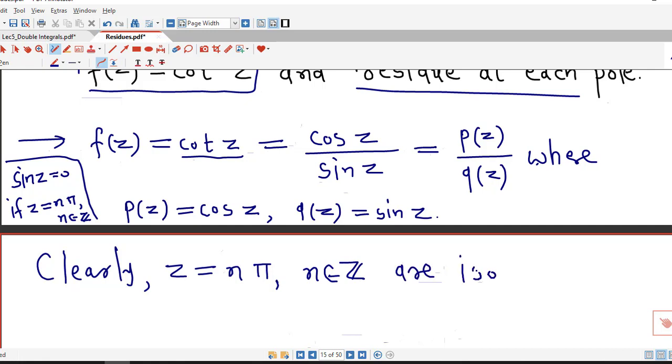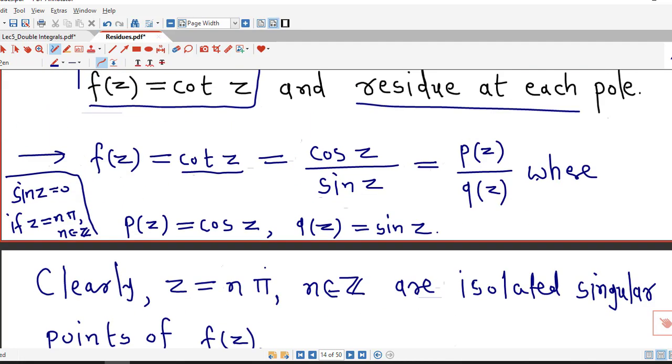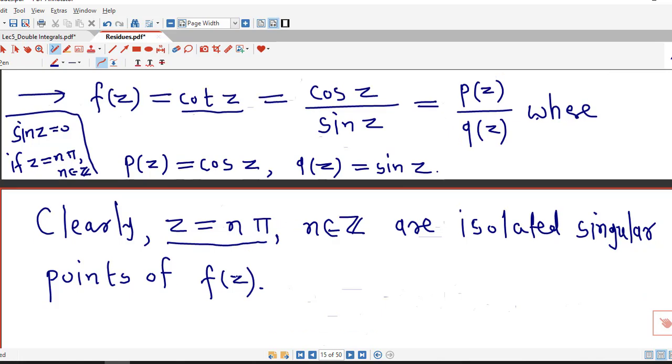So z equal to n pi, n belongs to Z, are isolated singular points of f(z). Now we have to decide whether z equal to n pi are poles or not, and if they are poles, what the order of the poles will be. There are an infinite number of isolated singular points, which we have represented in a single expression as z equal to n pi, n belongs to Z.